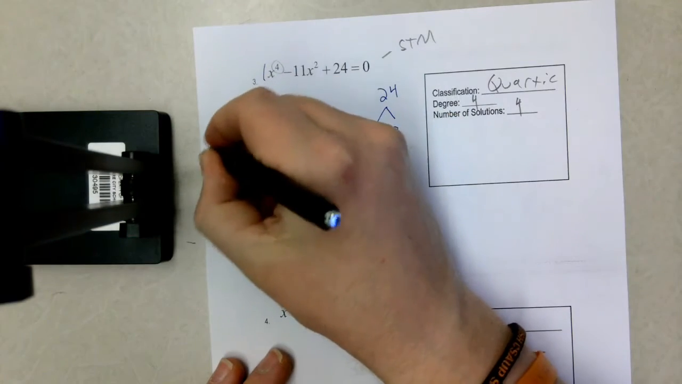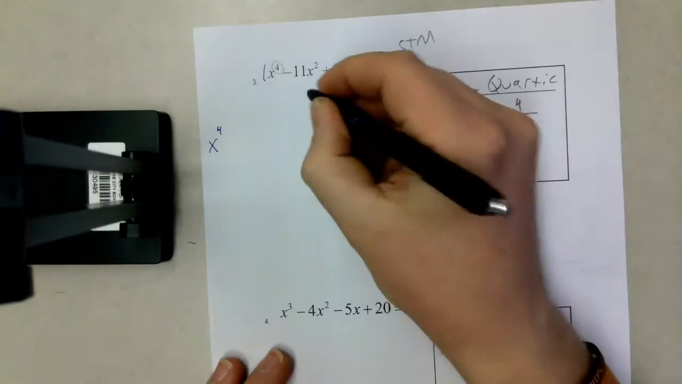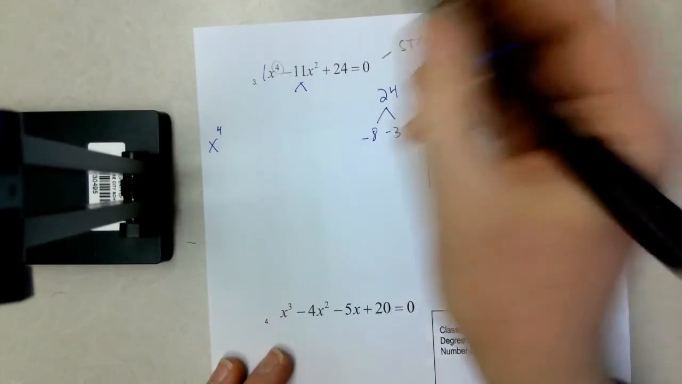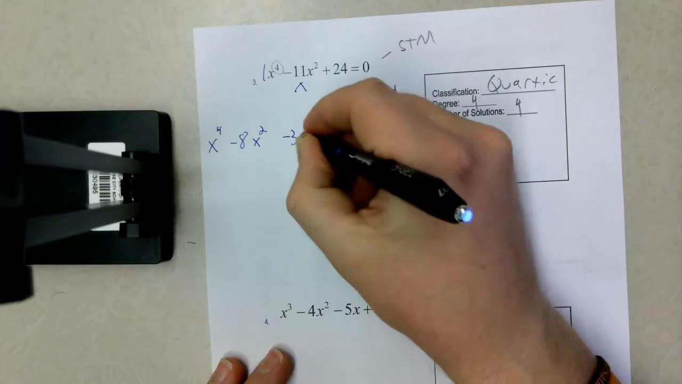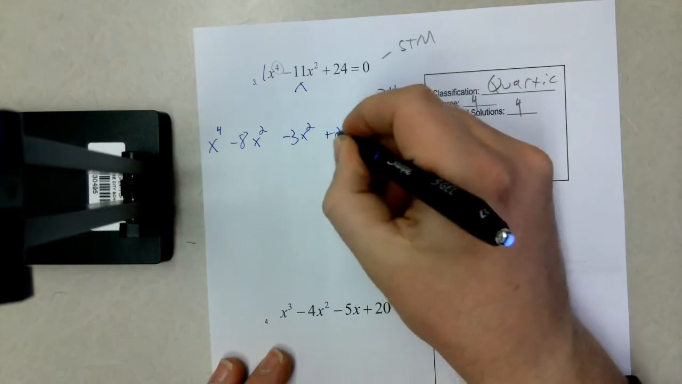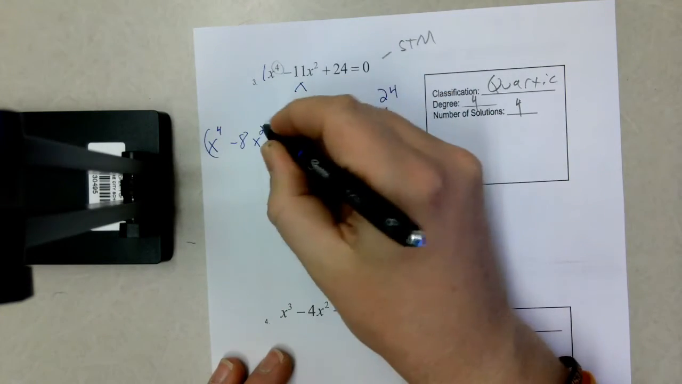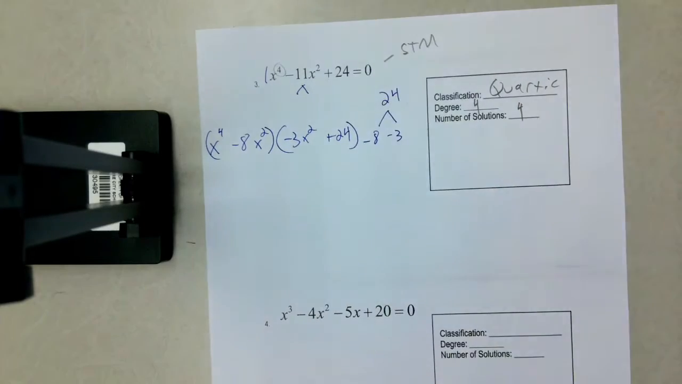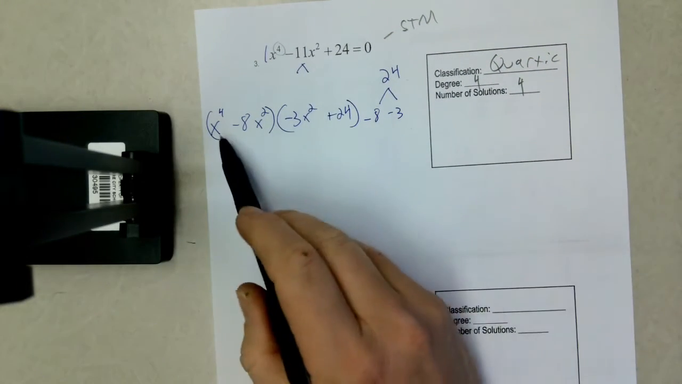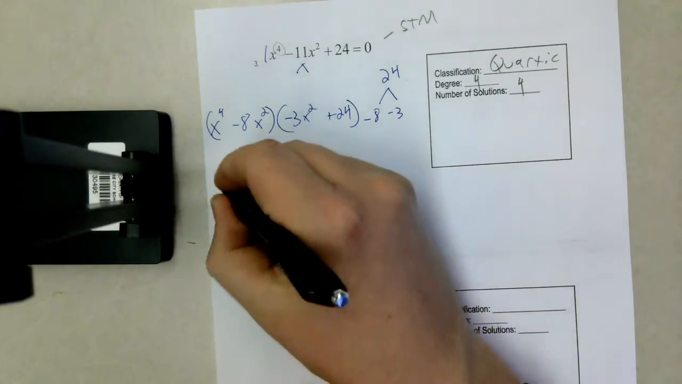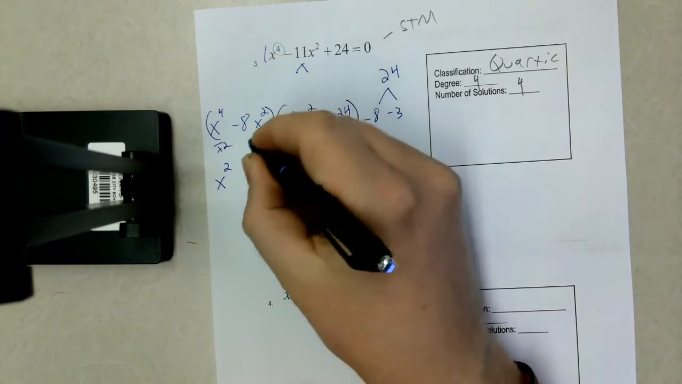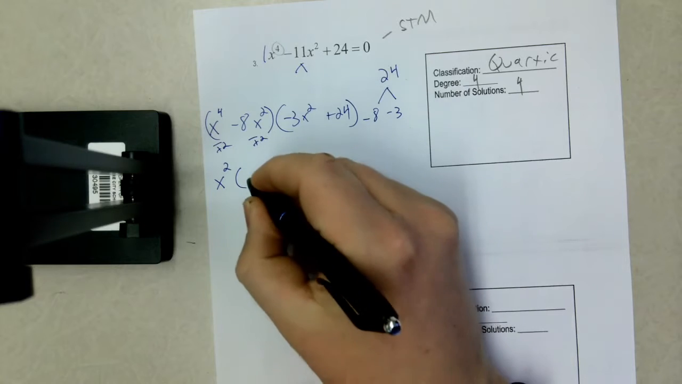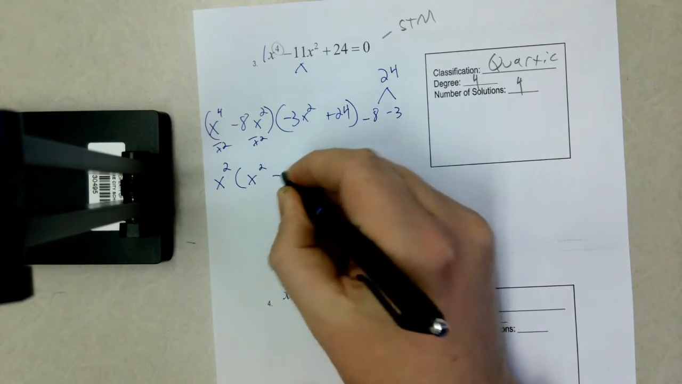So now I do x to the 4th. I split that middle right there. It's going to be negative 8x squared minus 3x squared plus 24. And just like I did, I'm going to factor now by grouping. What's my GCF here? Well, that's just x squared. And then what am I left with? Divide each term by x squared. I'm left with x squared minus 8.